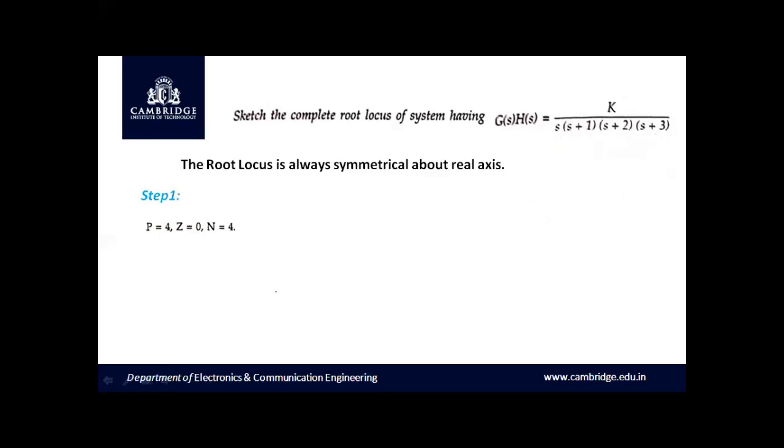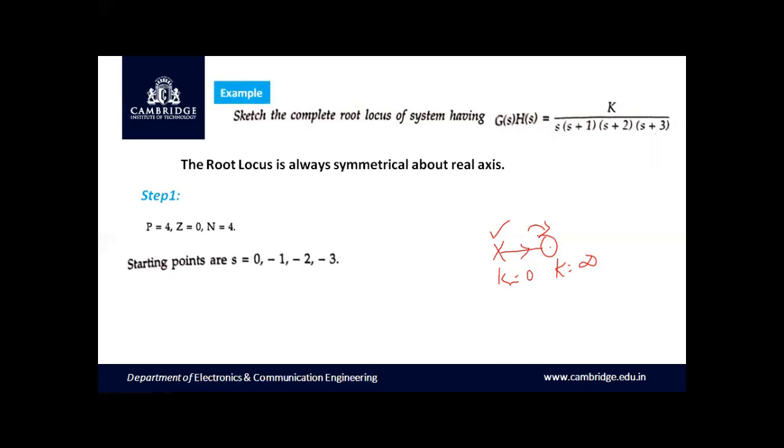With respect to rule number 2, we know that the branches will start from an open loop pole and terminate at an open loop zero. When K is equal to 0, it starts from an open loop pole, and when K is equal to infinity, it terminates at an open loop zero. Hence, in this example, the starting points are the open loop poles at s equal to 0, s equal to minus 1, s equal to minus 2 and s equal to minus 3.